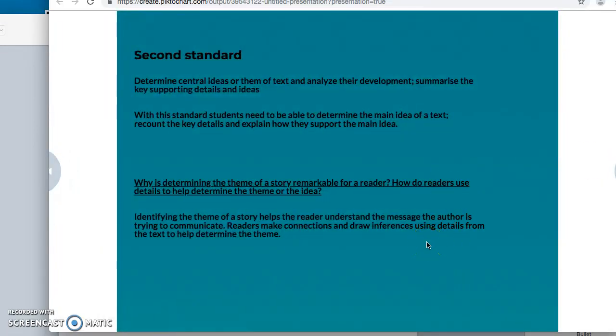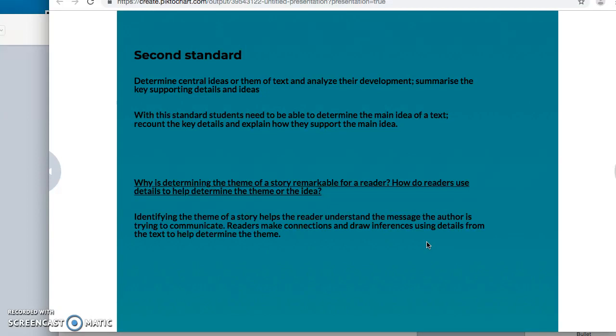The second standard will be to determine central ideas or themes, to determine the development, and summarize the key supporting details and ideas. With this standard, students need to be able to determine the main idea of the text, recount the key details, and explain how they support the main idea.